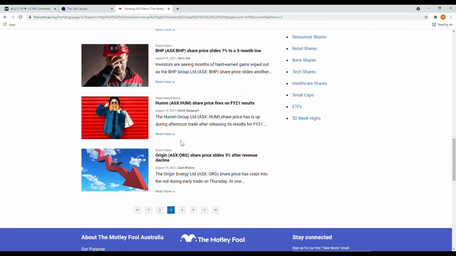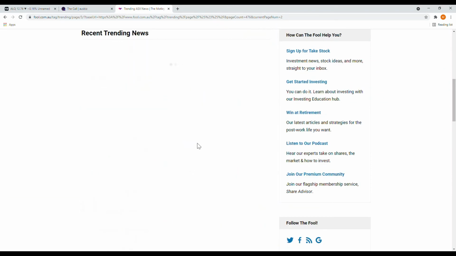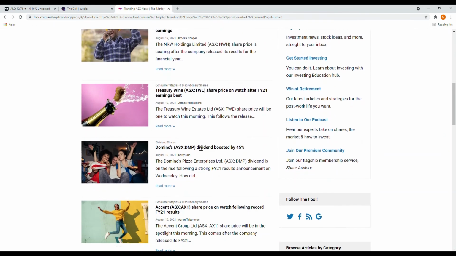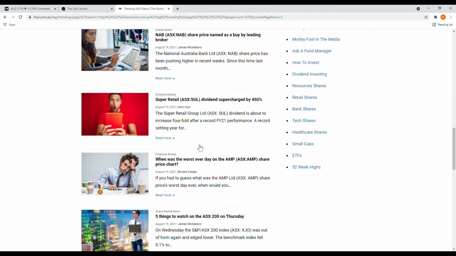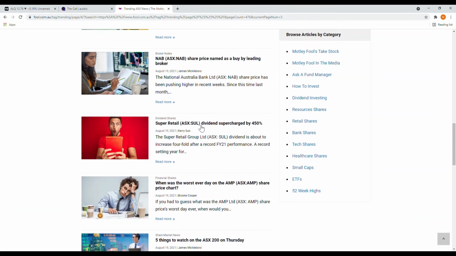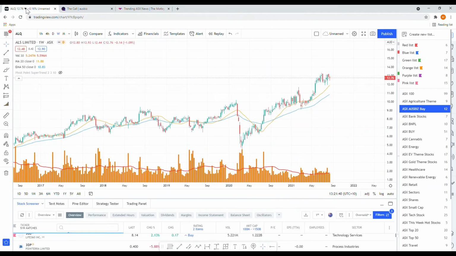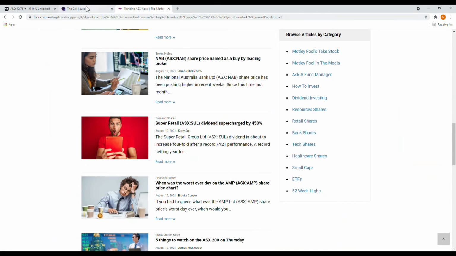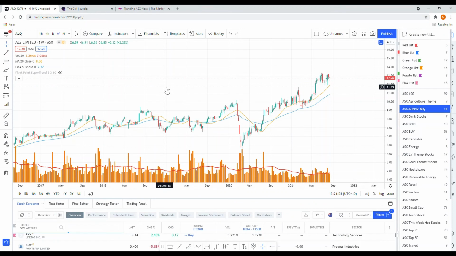I try to read once a day, just to get a feel for what's happening in the stock market. If I like any article here, which is a stock I'm not used to, I just go again to TradingView, type the code and have a look at how it is looking. Again, if I like it, I add it to one of these lists.